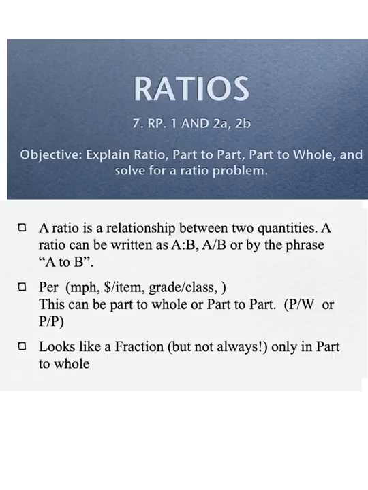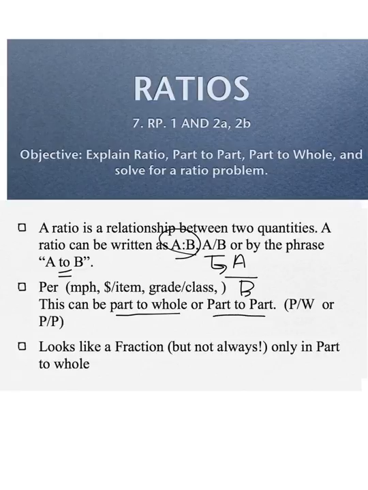It can be written as A to B using the colon, A divided by B, or by the phrase A to B. This way is how you're going to see me write it, with the fraction bar going horizontally instead of on a slash. Per is another word that implies a ratio, as in miles per hour, how much something costs, price per item, grade per class. This can be part to whole or part to part.